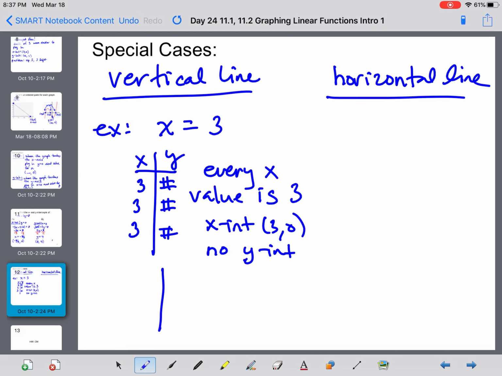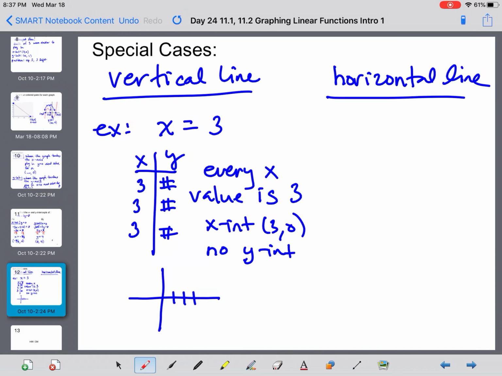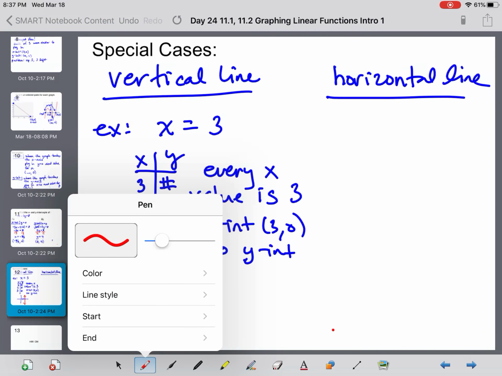If we actually think about what this graph looks like, if every single x value is going to be 3, well, I'm going to go on my x-axis and find 3. So here's all these different points that have an x value of 3, and that's going to give me a vertical line. So that's what that equation would look like.